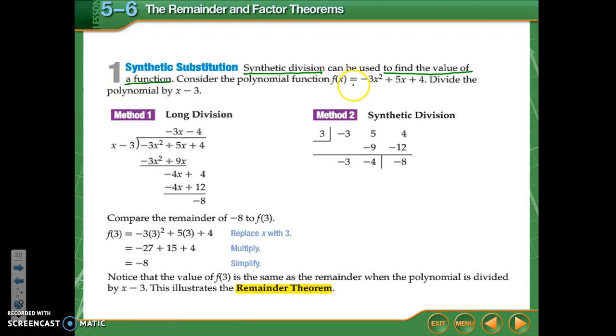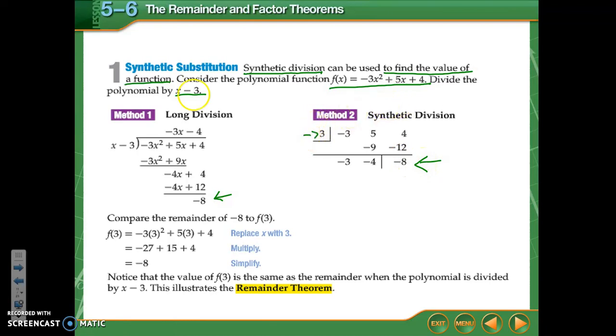So for example, I have this function, f of x equals negative 3x squared plus 5x plus 4. What happens if we divide it by x minus 3? Well, here they show us method number 1 using long division, and notice I get a remainder of negative 8. Method 2 using synthetic division, here are my coefficients, negative 3, 5, and 4 written out here. Brought down the negative 3, multiplied it by 3, got negative 9, negative 4 times 3 is negative 12, and I get the same remainder of negative 8.